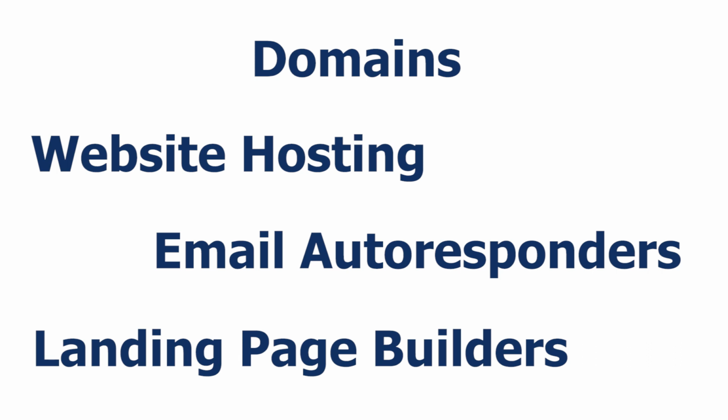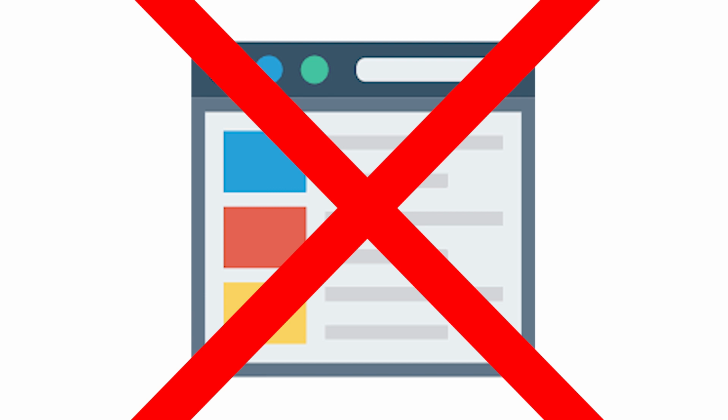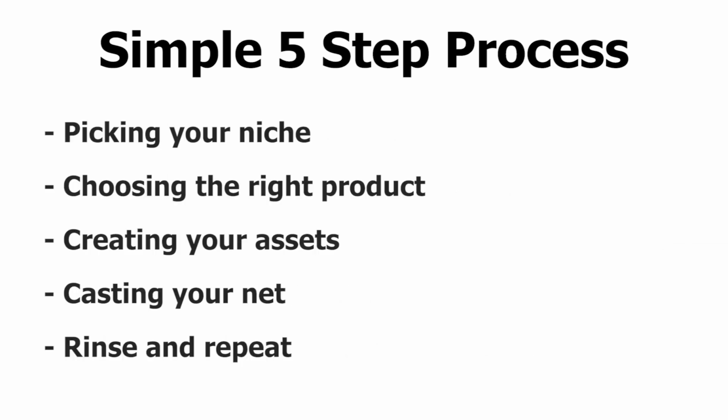Now what you're here for is a way to promote ClickBank products without a website, and by the end of this video you'll be equipped with the knowledge and blueprint of how to do exactly that. I will break down the process into a few easy to follow steps so that you can use this video as a reference for when you start. So I'm going to be covering 5 main steps, which include picking your niche, choosing the right product, creating your assets, casting your net, and then just rinse and repeat.